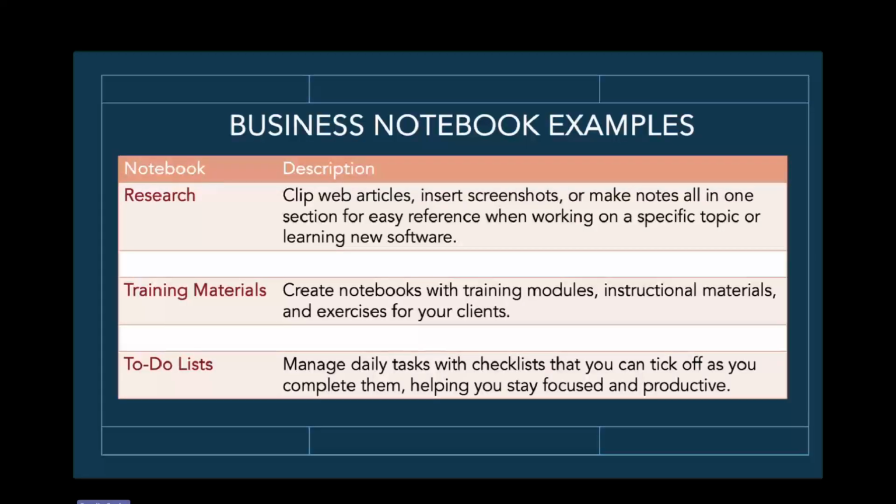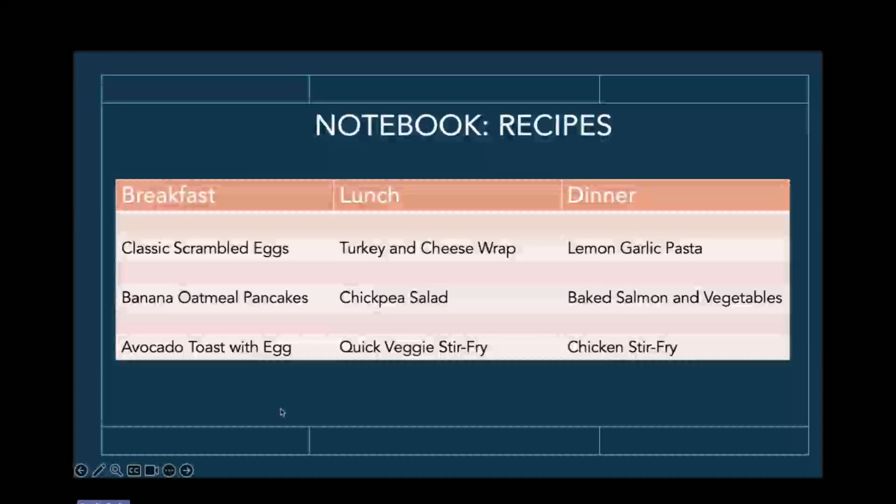So you can have a course as a section, training as a notebook, courses as a section, and all your different modules, or the course name is the section, pardon me, and all your different modules you can have as different pages. To-do lists, you can absolutely go to town with this.